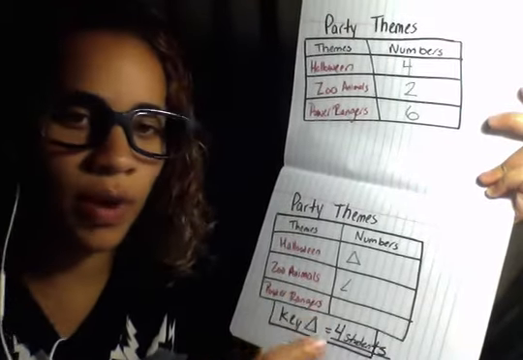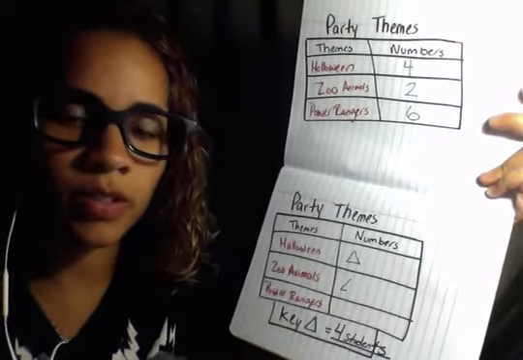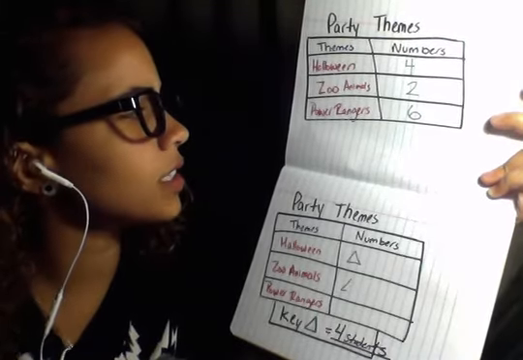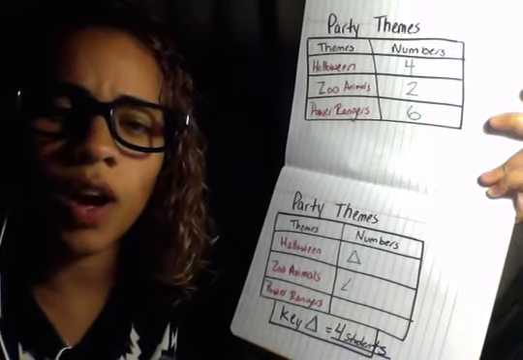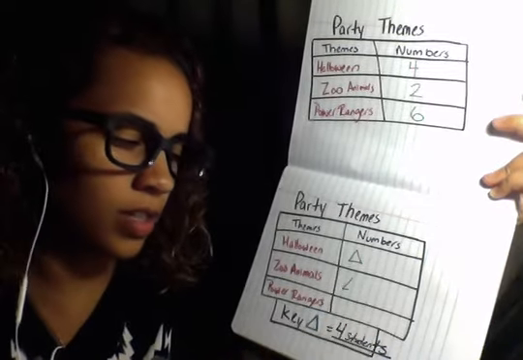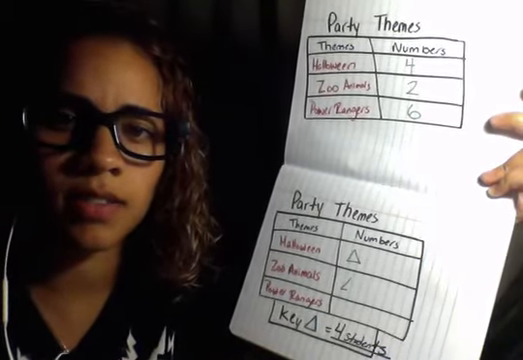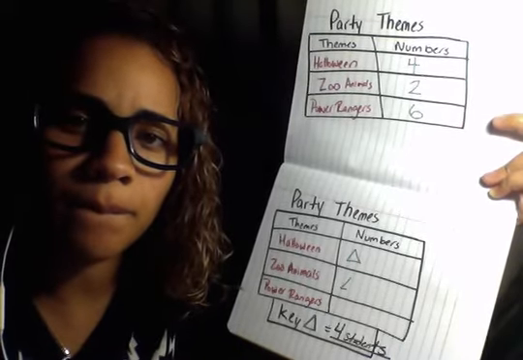Now, what about Power Rangers? How many triangles am I going to draw? Well, it looks like they got 6 kids. So how many triangles am I going to draw down here to symbolize 6 kids? What do you think? Tell me.